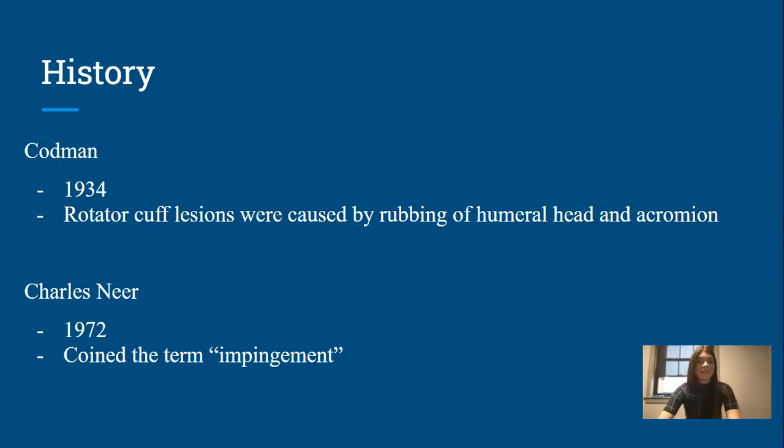Before jumping into specifics, I did want to appreciate how far we have come in terms of knowledge concerning impingement syndrome. In 1934, a man with the last name of Codman determined that he thought rotator cuff lesions were caused by rubbing of the humeral head on the acromion. And then years later, in 1972, Charles Neer coined the term impingement and became the first to establish many of the specifics surrounding subacromial impingement syndrome that we still utilize today.